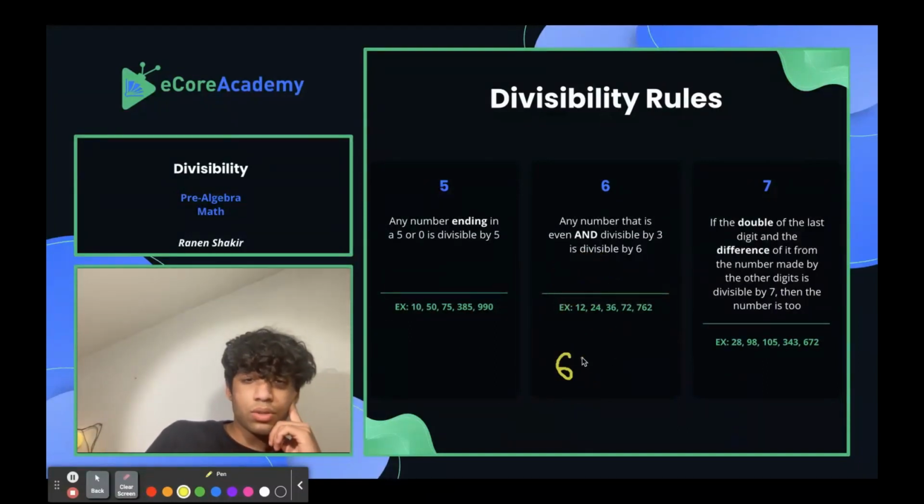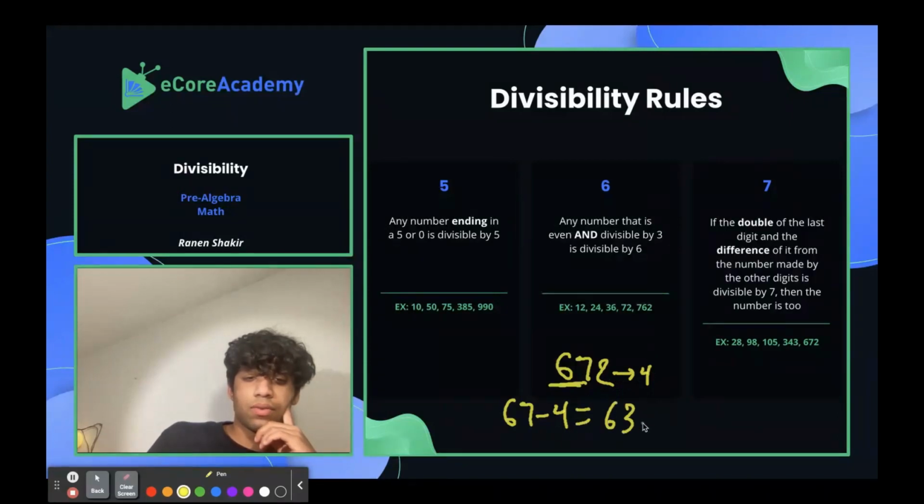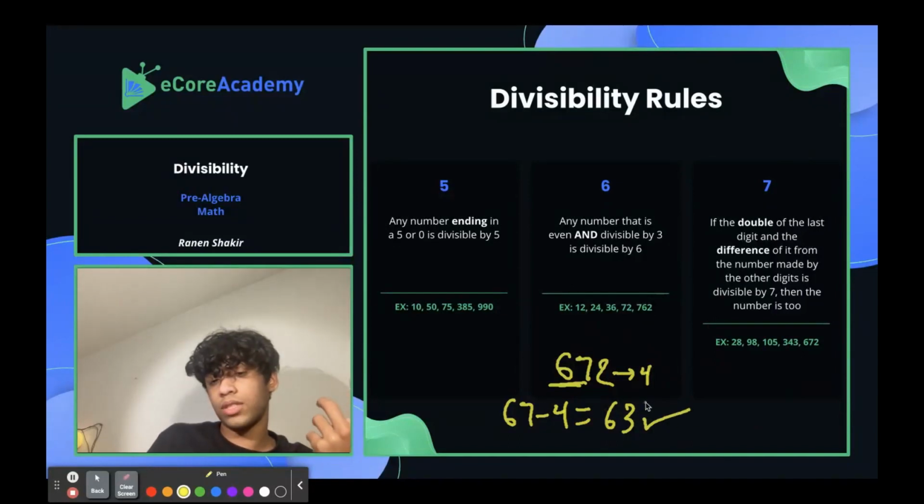Let's try 672. If we double the last digit, we get 4. So then we have 67, because that's the remaining numbers, minus the double of this, which is 4. 67 minus 4 is 63, and 63 is divisible by 7. So this is how we know that 672 is divisible by 7.